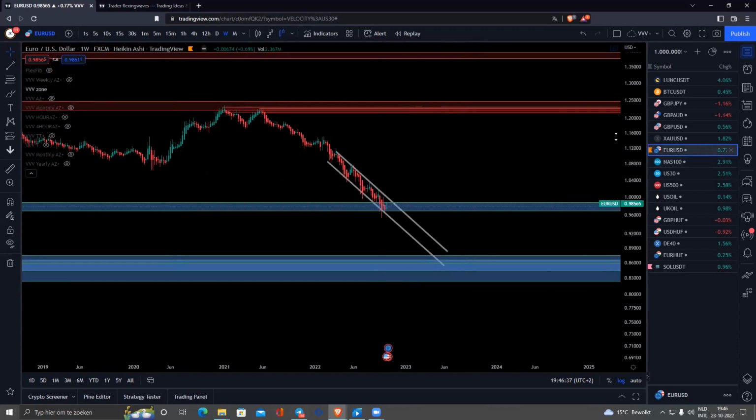So even if we see strength in the euro, I am actually expecting more of this move. I want to see the price bouncing from here.